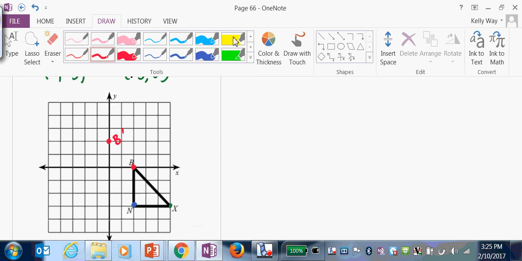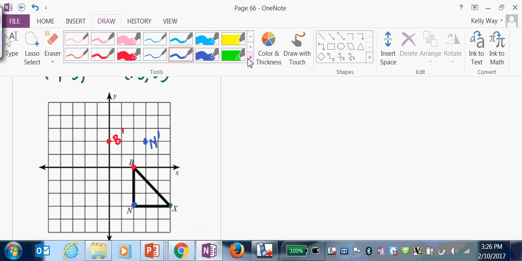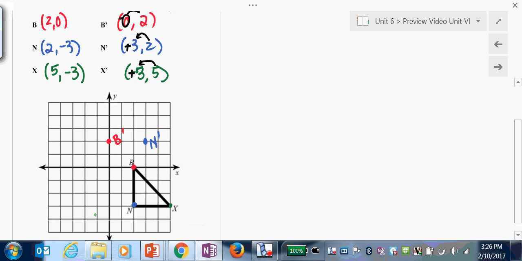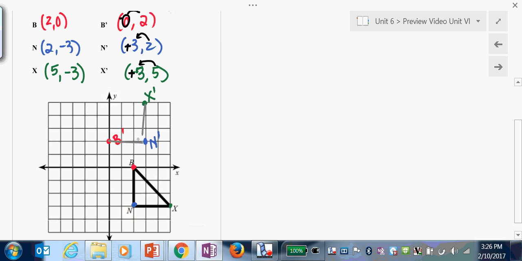There's your sub B, and N is sitting at positive 3, positive 2. That's sub N. And then our X is going to be positive 3, positive 5, sub X, connect.